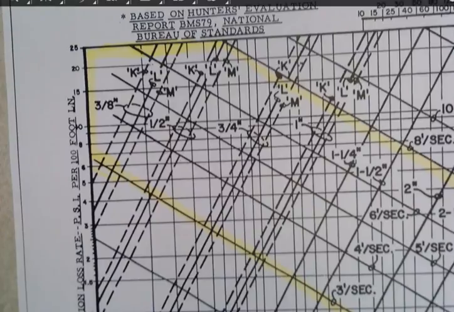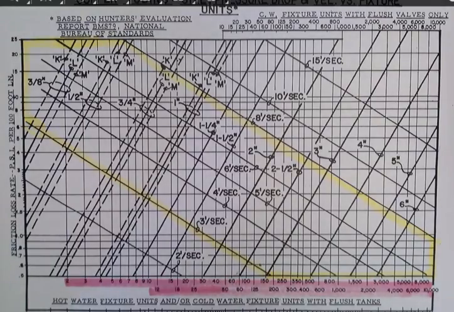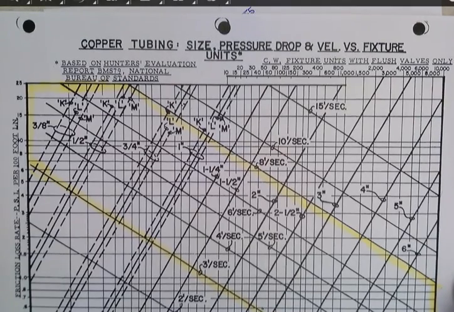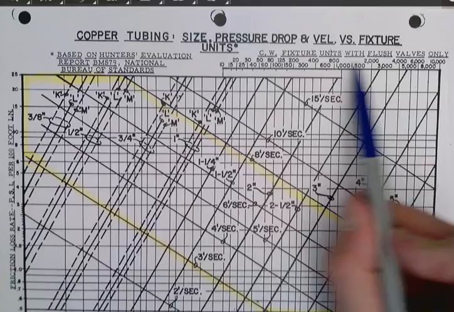What we can do with that is take our sizing chart and lay it down here, and what we're really looking for is the 64.5 fixture units. We have a few different things on here. The first thing is over here on the left hand side, friction loss rate, PSI per 100 feet of linear feet. Down here at the bottom, hot water fixture units and or cold water fixture units with flush tanks. We also have a section that's crossed out for GPM, demand GPM, probability flow rate. And up above here we have cold water fixture units with flush valves only.